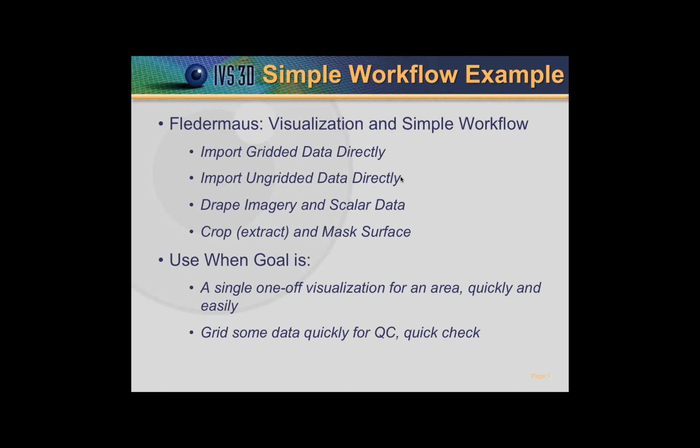So when the goal is really that one-off area, you want to be able to quickly get in and look at that, grid some data quickly for QC or checking. You know, you're out on a survey, and you want to just have a look at a quick area. Are there any tide busts? Am I really in the right area? You can certainly do that very quickly within Fledermaus, and that's one of the things we think that make Fledermaus a useful tool. It is very easy to do that and get it in.